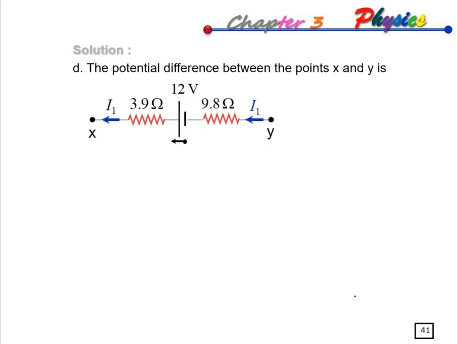Okay, then the last one, the potential difference between the points X and Y. From here you can see that the direction of the current is to the left, and the direction of the EMF is to the left side also. So V of XY equals Vx minus Vy. Vx is the final state and Vy is the initial state. The electron travels from Y to X, but the current travels from X to Y. It's the opposite direction of the electron flow.